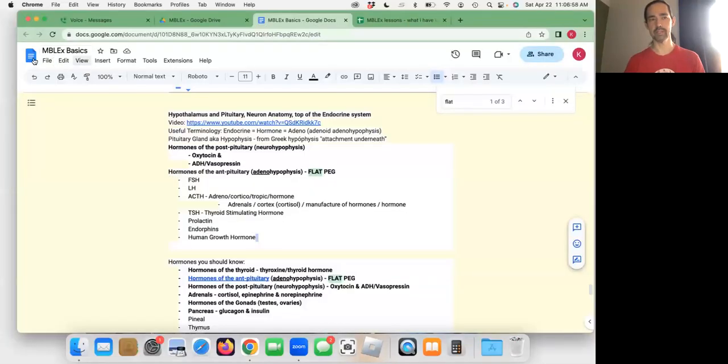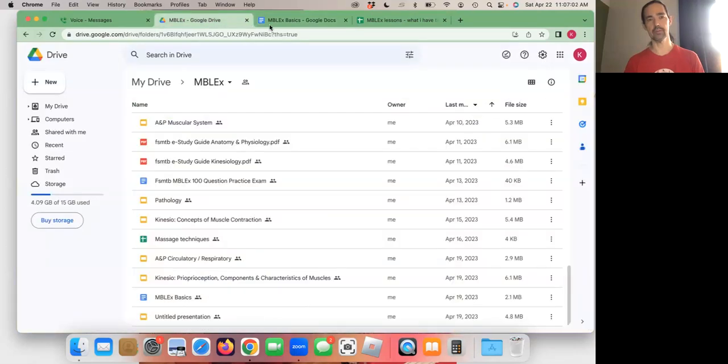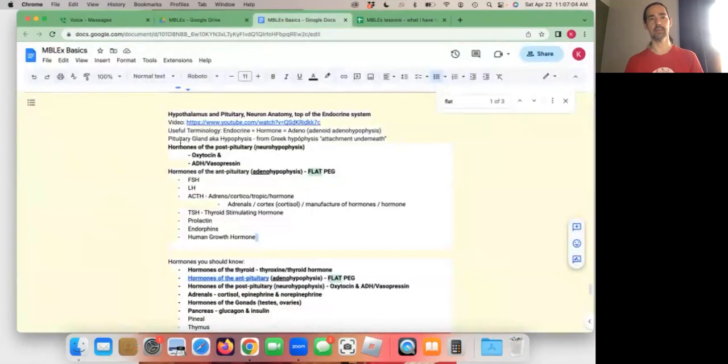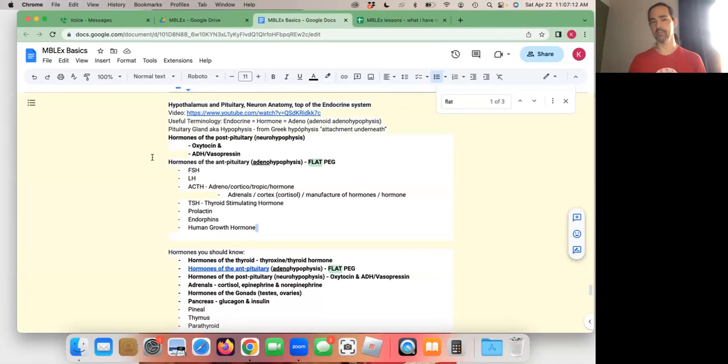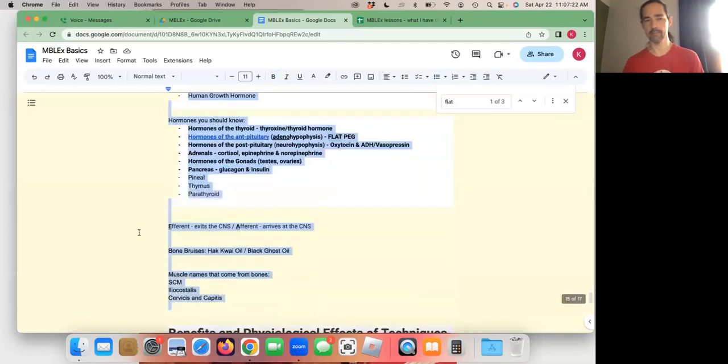Okay, so if you go to your MBLEX basics document, which is in your MBLEX Google Drive, and go to the section under hypothalamus and pituitary, you have this summary here. It's short, but I believe it's all the information that you need to know for the hypothalamus and the pituitary and for most of the hormones. So you can go over that.